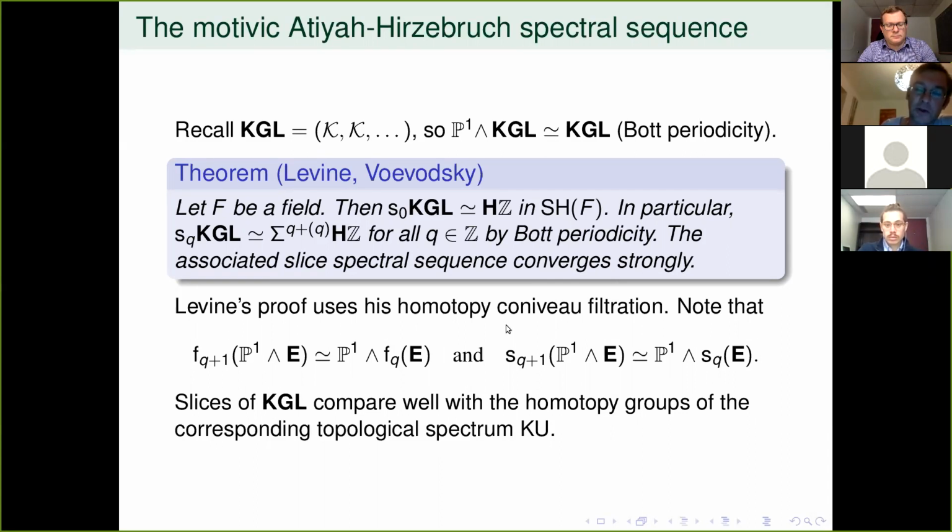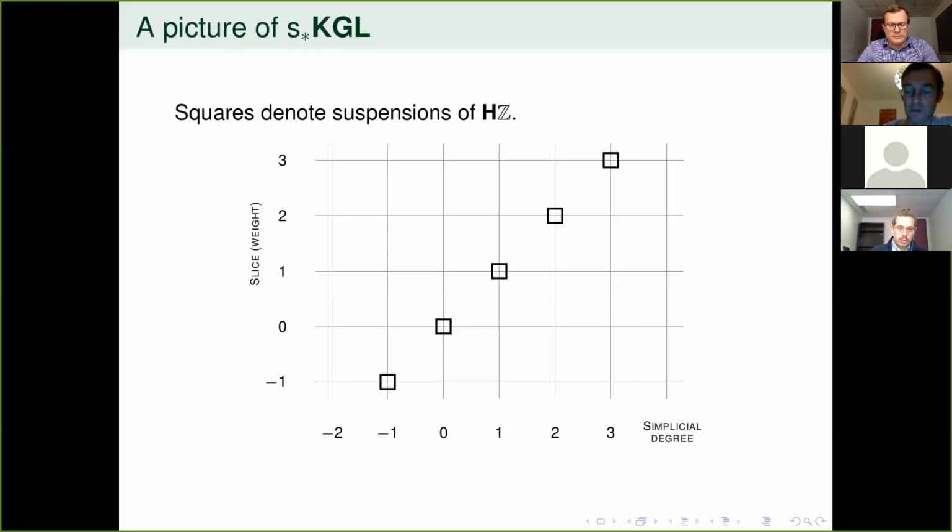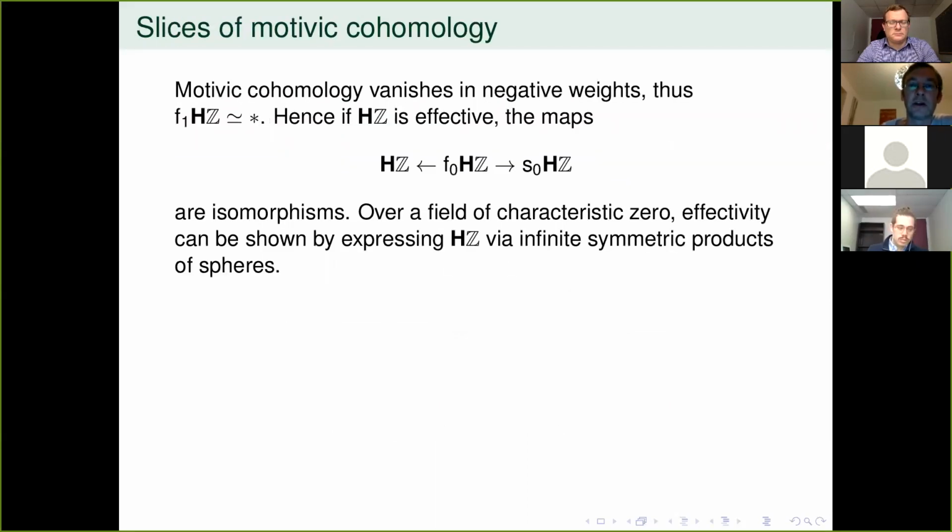So he proves that the coniveau filtration that he describes on both S1 and P1 spectra actually coincides with the slice filtration, and this is a very powerful technical tool which can be used at least for certain spectra. And I will sketch a different proof of this theorem, which is more topological in nature.